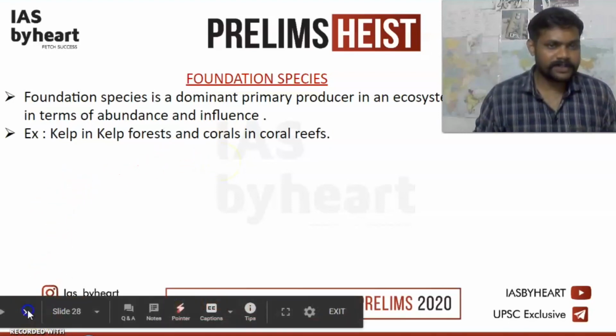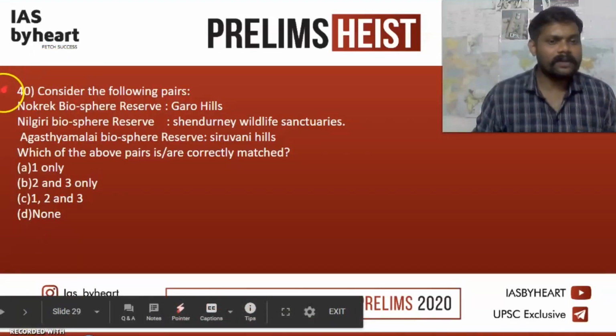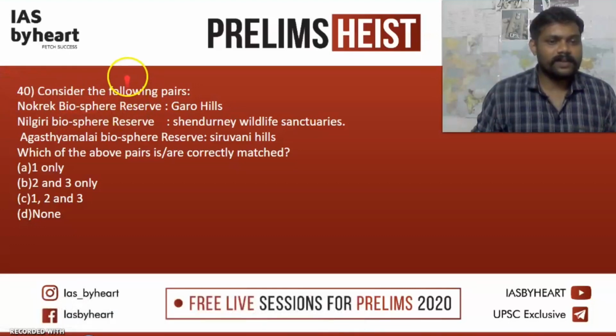So our final question, consider the following pairs. Nokrek Biosphere Reserve. See here, on one side we have our Biosphere Reserve and on another side we have our hills and wildlife sanctuaries. Nokrek Biosphere Reserve, Garo Hills. Yes, here we have to choose the right statement. Yes, first one is the right one.